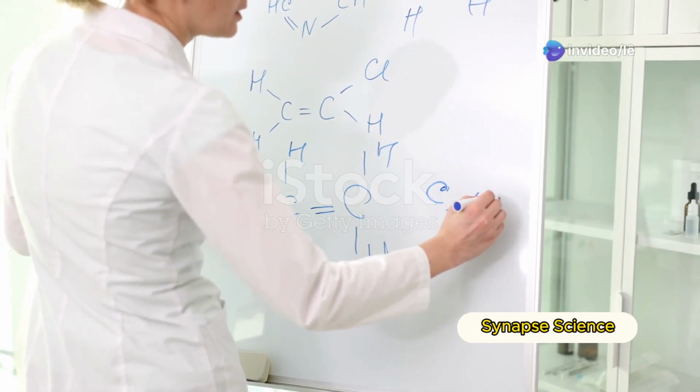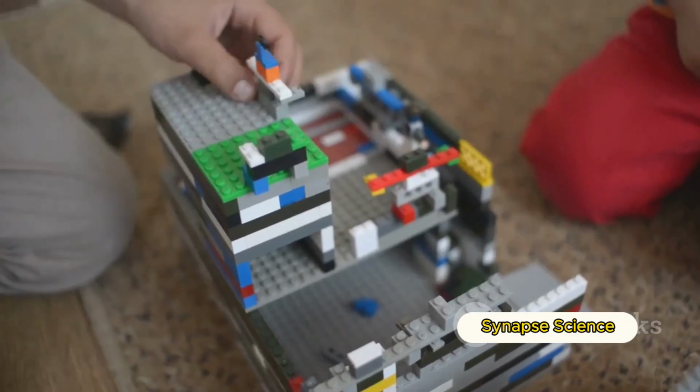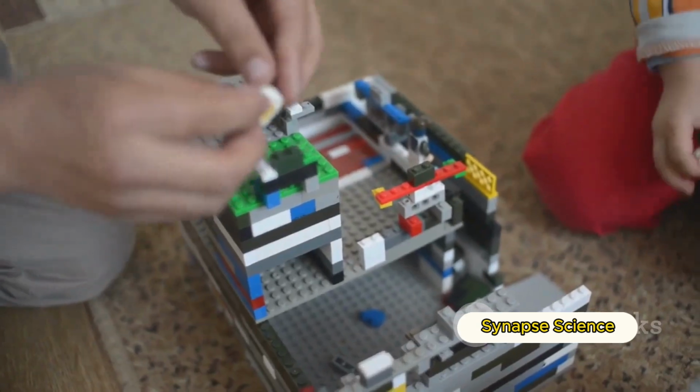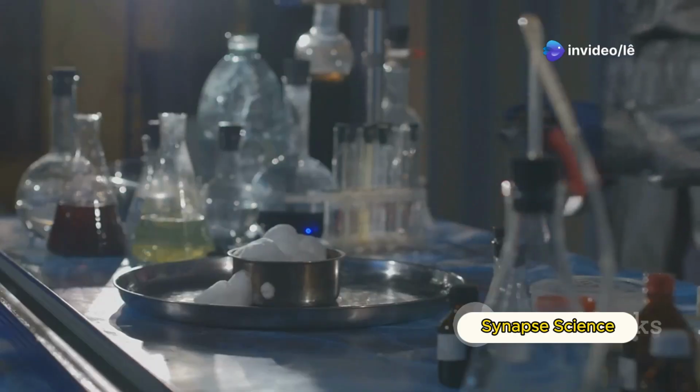So, what exactly is an element? It's the most basic type of pure substance. Think of it like this. Imagine a giant Lego set. Each unique type of Lego brick is an element. You can't break it down into anything simpler.